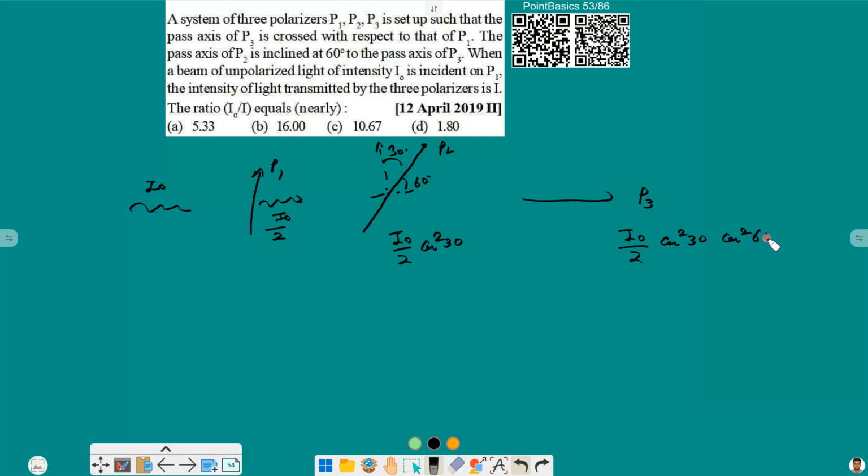Now we can solve this. So this will be I naught by 2. Cos square of 30 will be 3 by 4 and cos square of 60 will be 1 by 4. So this will be 3 I naught by 32. Now we have to find the intensity ratio I naught by I, and this is basically I. So I naught by I will be equal to 32 by 3, and that will be 10.67. That is option C.